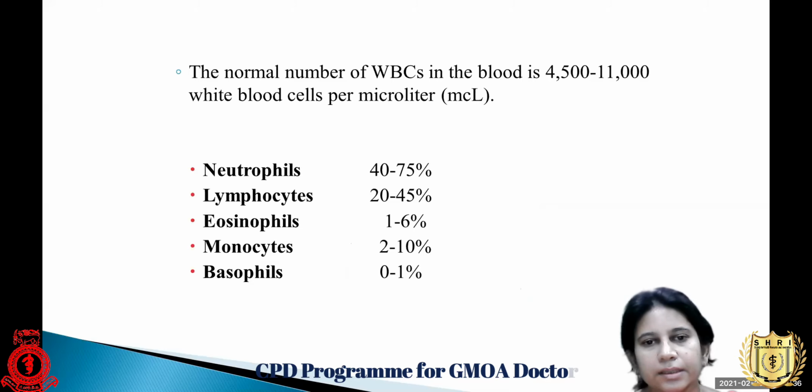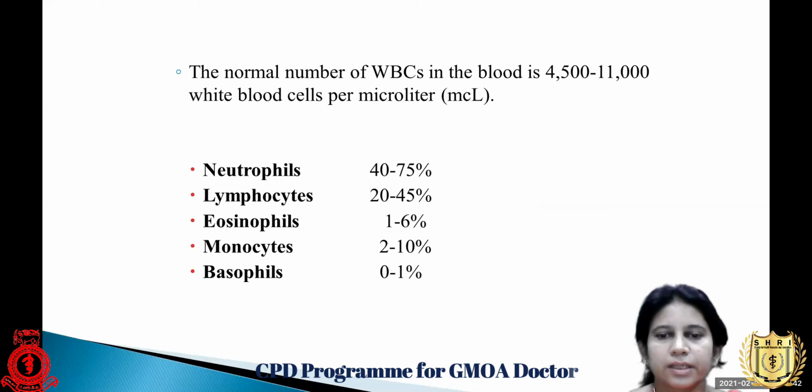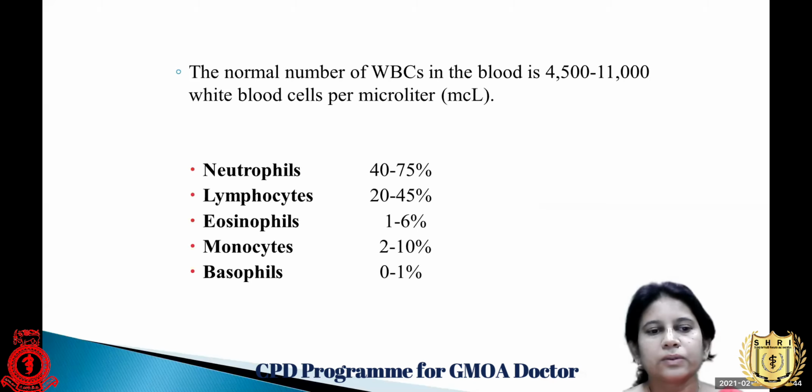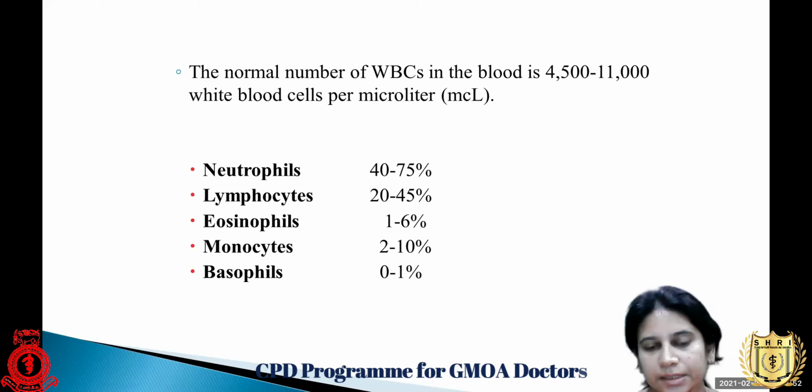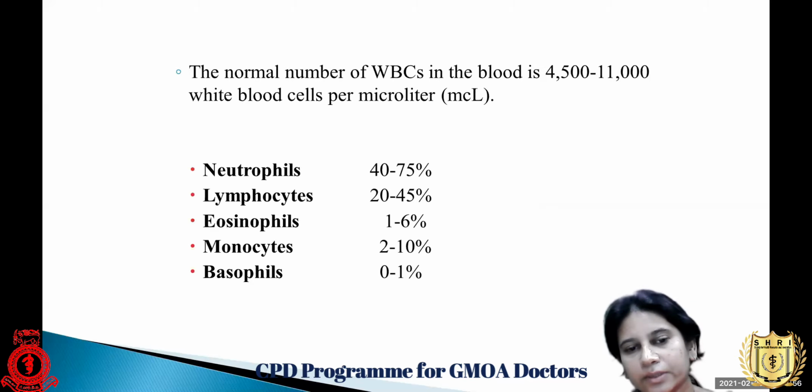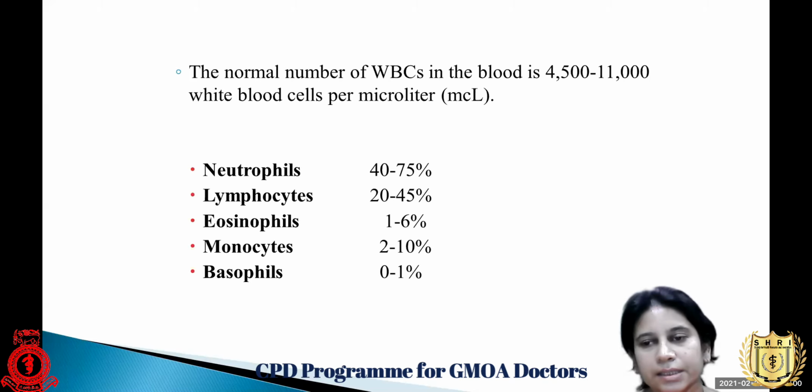So the normal WBC count or normal reference range varies from 4,500 to 11,000. And you know, in adults, the majority are neutrophils, then lymphocytes, followed by monocytes, eosinophils, and basophils. This is percentage-wise, but you should have an idea about the absolute count, because we diagnose diseases not by the percentages but by the absolute counts.